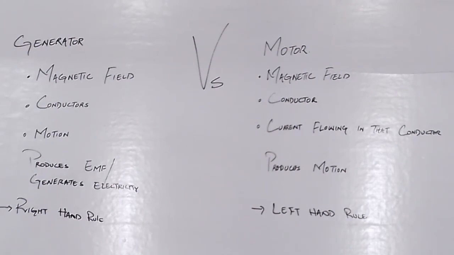In the case of a generator, we need three things to produce electricity, or to produce EMF. Number one, we need a magnetic field, we need conductors, and we need motion between these two. We provide motion to our conductors and our magnetic field is constant.